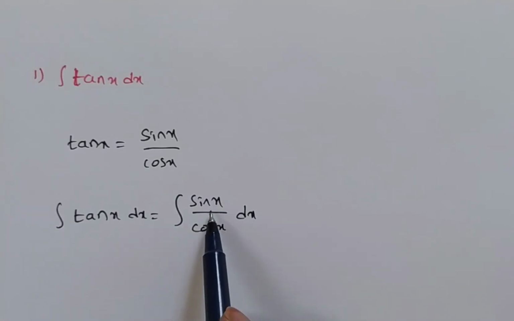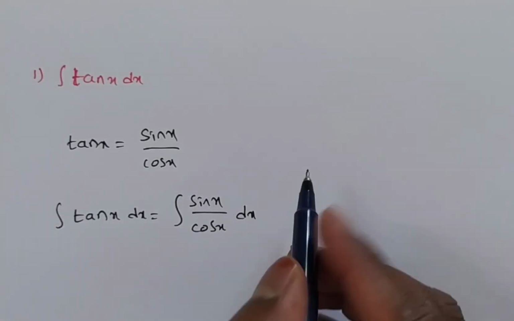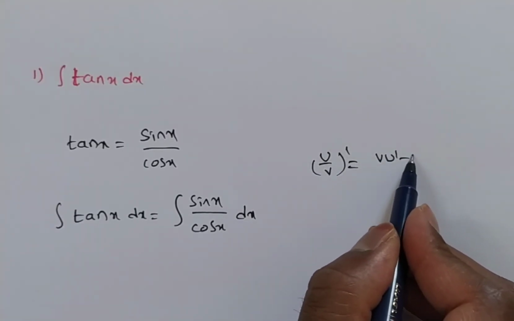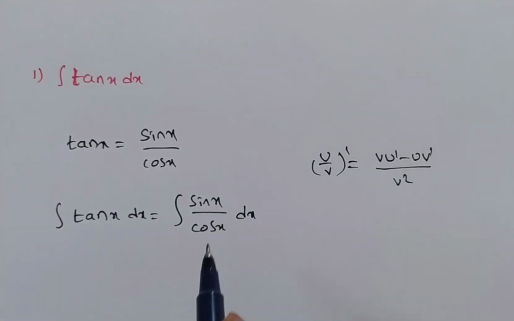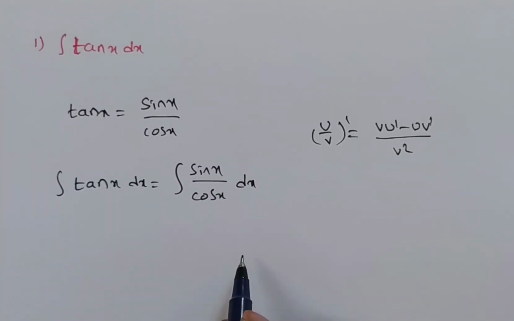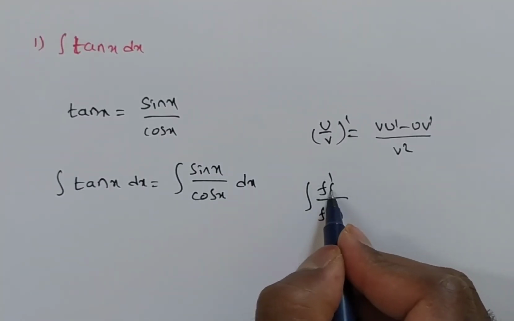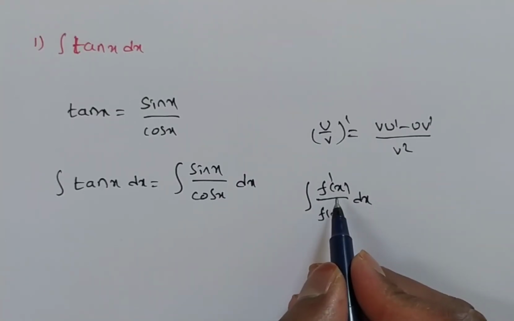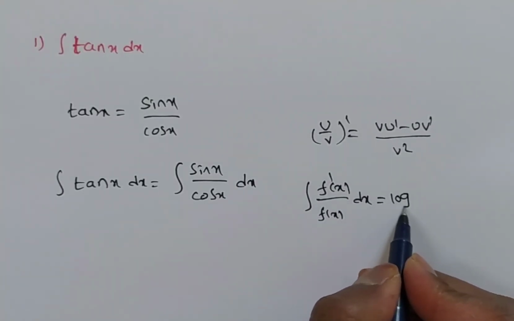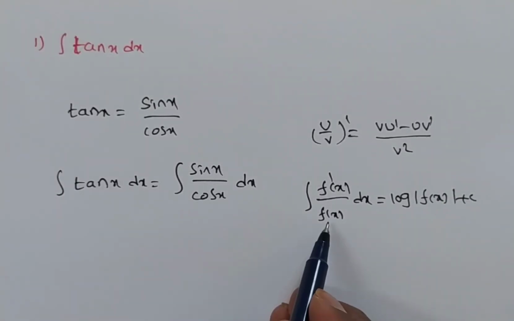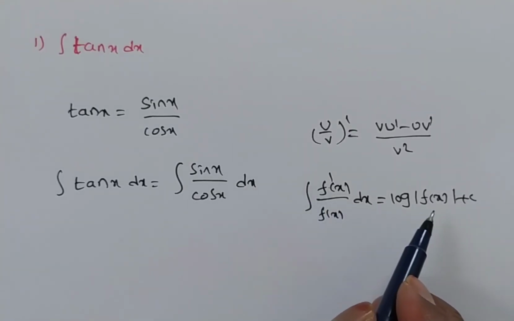Now this is like u by v rule. Friends, already we discussed in the derivative you have u by v rule, only for the derivative: (v u dash minus u v dash) by v square. But whenever in the integration we have a u by v form, then we have to recall the first formula we have. Denominator is f of x and numerator is f dash of x dx. So f dash of x by f of x dx, if we have, then we have a formula log of mod f of x plus c. So if the denominator's derivative is in the numerator, then we write log of f of x plus c.